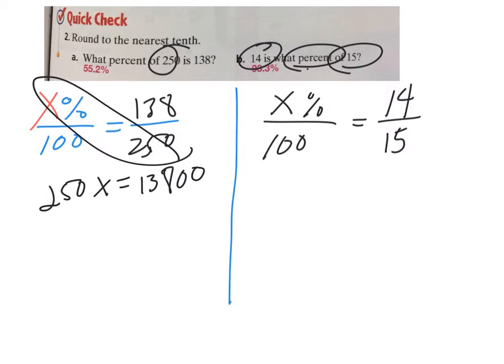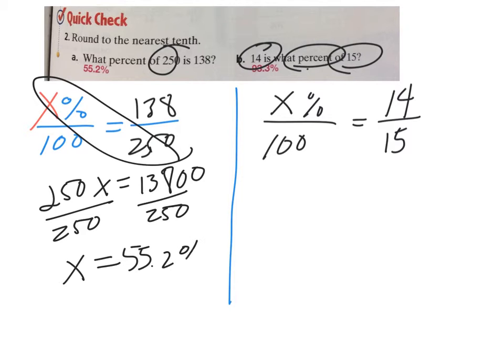Divide off your 250. So again, divide both sides by 250. Now can you see why we learned all those single-step and multi-step equations? So anyway, 13800 divided by 250, and we get 55.2, don't forget the label, percent.